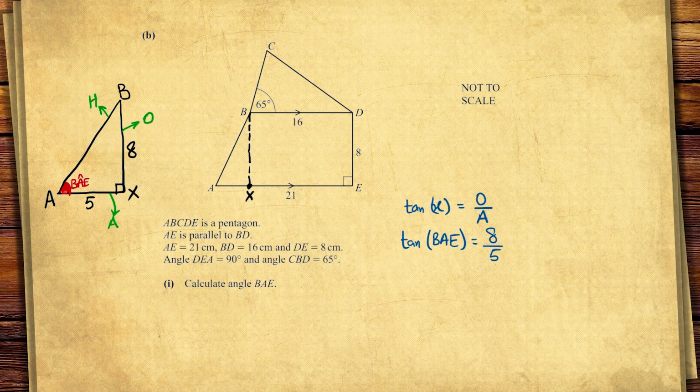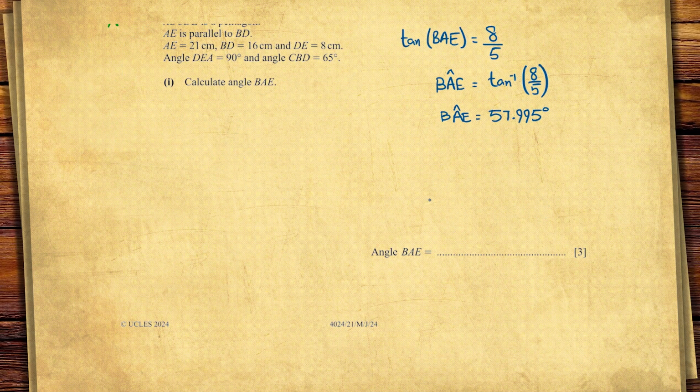Now we need to move this tan to the other side, and on the other side we will get tan inverse. On the left side we will be left with the angle BAE, which will be equal to the tan inverse of 8 divided by 5. And if we evaluate it with the calculator, we'll get the angle BAE is equal to 57.995 degrees. And we can write it in the answer space as 58 degrees.